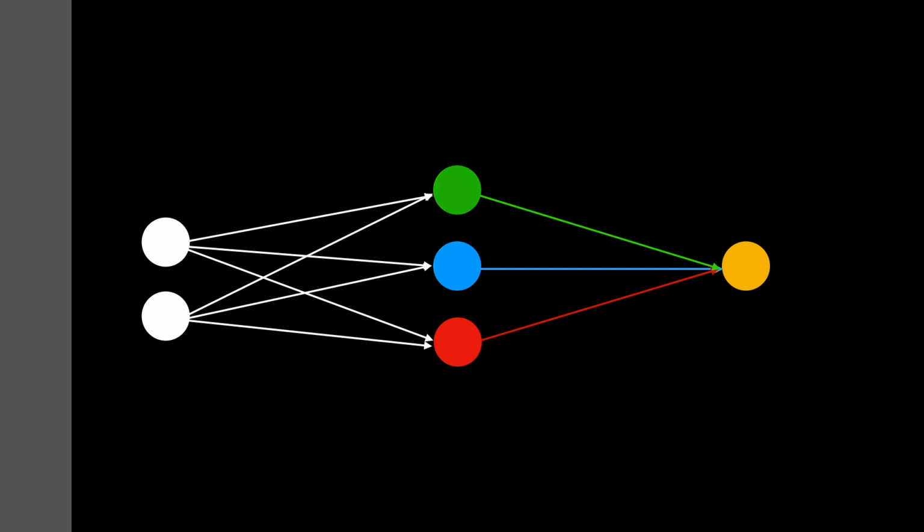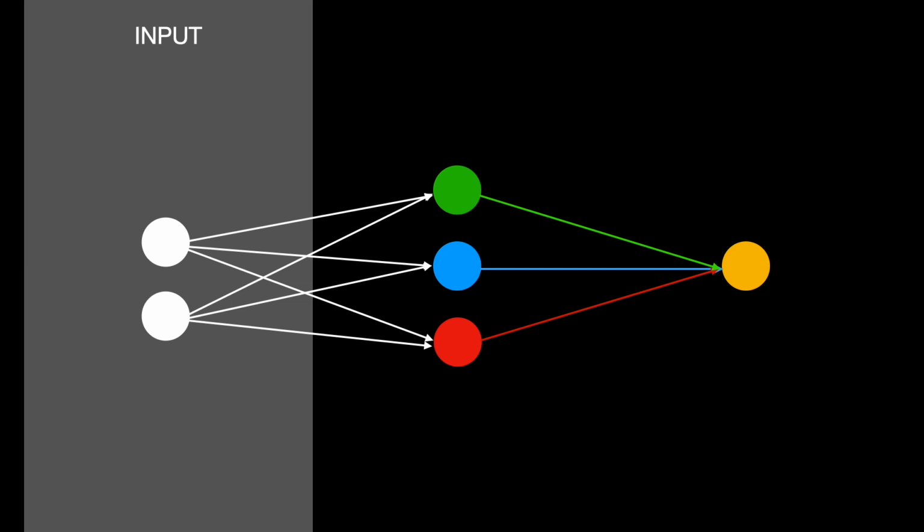In a neural network, the neurons are grouped into three main sections. The first section is the input layer. This is where the network receives data, and the data that is being received by this layer is used to train the network so that it can make good predictions.